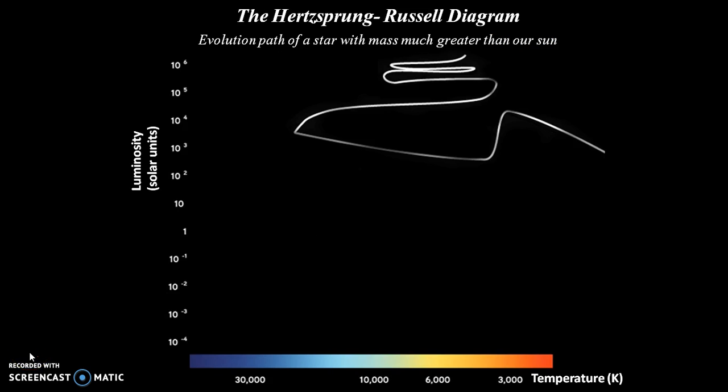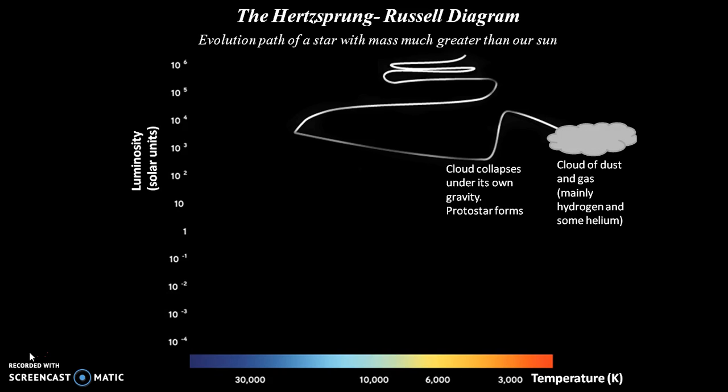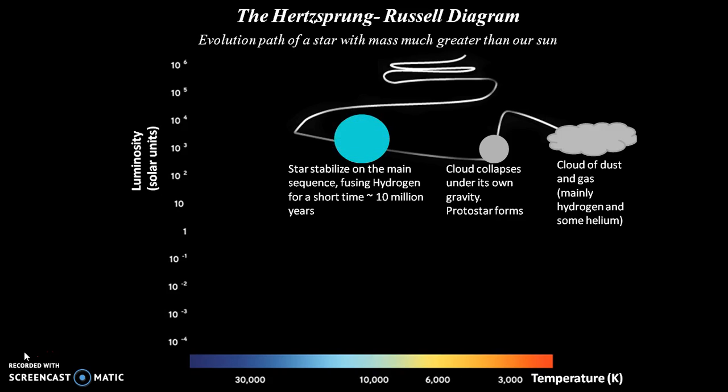For a star with mass much greater than our Sun, the evolution path starts with a cloud of dust and gas that is mainly formed of hydrogen and some helium. The cloud collapses under its own gravity and a protostar forms. The star is now stabilized on the main sequence. These stars are more massive than our Sun, and the fusion period is much shorter, about 10 million years.